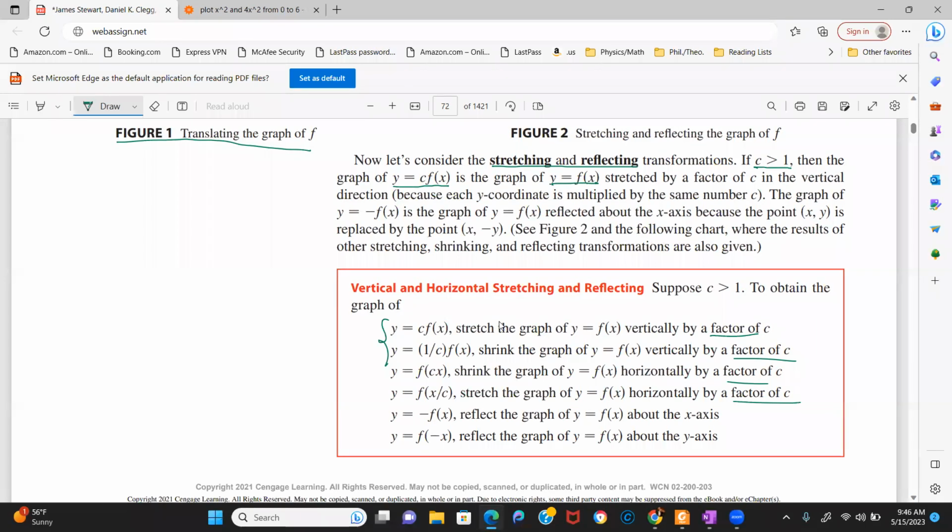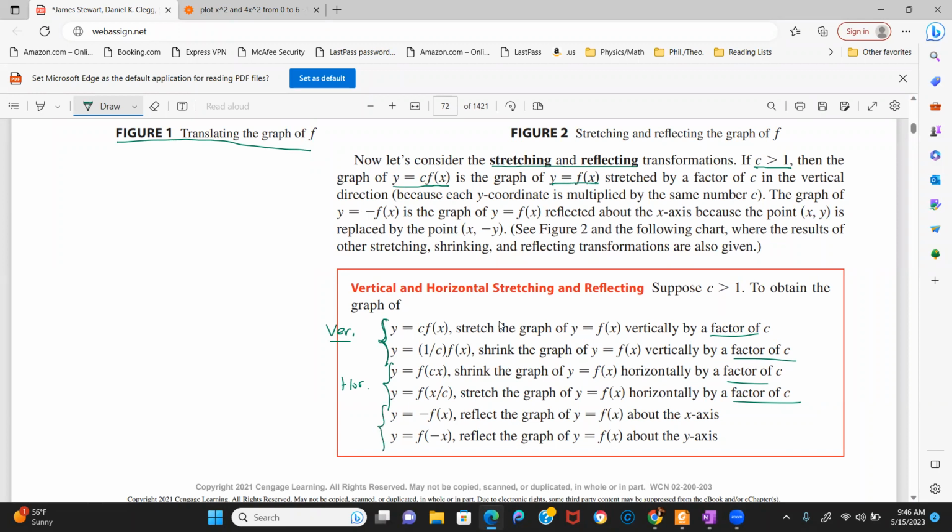So notice in the first two cases I outlined right here, we're multiplying by some factor c on the outside of the function. These are going to be your vertical transformations. So you have this dichotomy. You can either multiply on the inside of the function or the outside of the function. Outside the function gives you these vertical transformations. Inside gives you a horizontal transformation. And these are going to be stretching or shrinking, compressing.